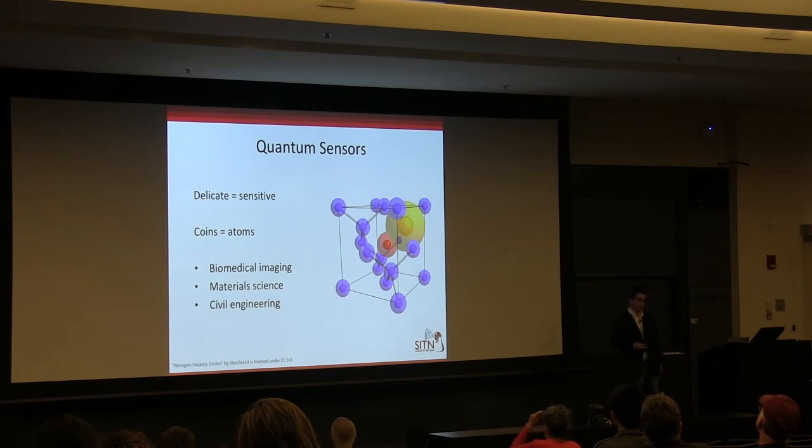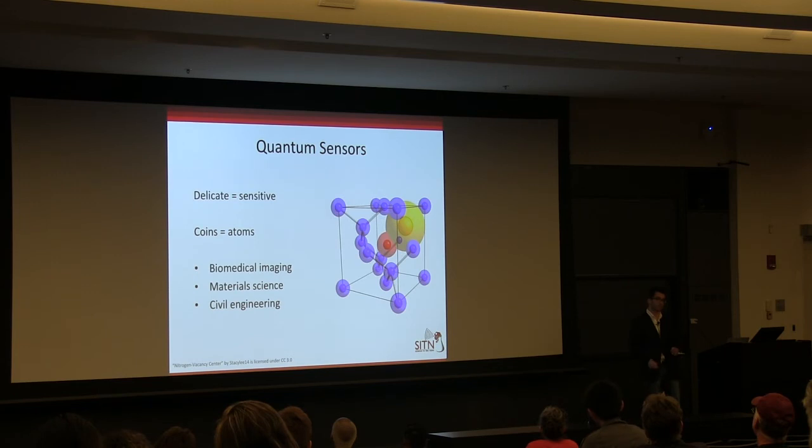Some of them include enhancements in biomedical imaging or in material science, or even perhaps in civil engineering, where it could be possible to detect whether or not there's a void underneath the street before digging up the street, because you would be sensitive to the change in gravitational fields where you're standing that would be caused by that.